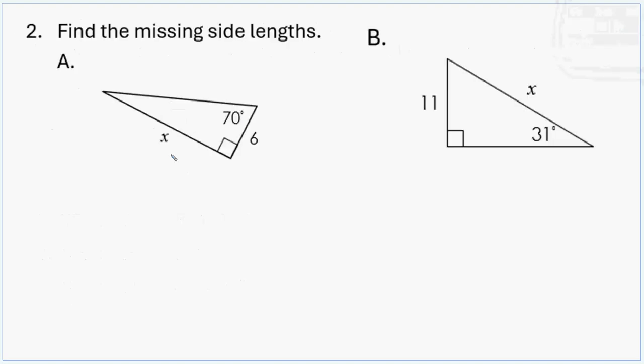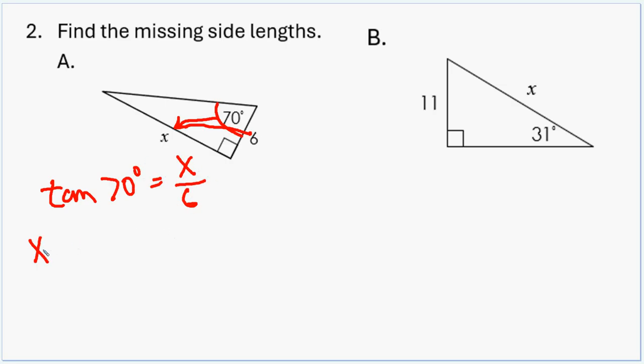And on to question 2. Find the missing side lengths. It looks like we just need to find one missing side. So if we're at the 70-degree angle's perspective on this triangle, we want the opposite, and we have the adjacent. So that's going to require tangent. The tangent of 70 is opposite over adjacent. Multiply both sides by 6. So our answer is the tan of 70 times 6, which is about 16.48.